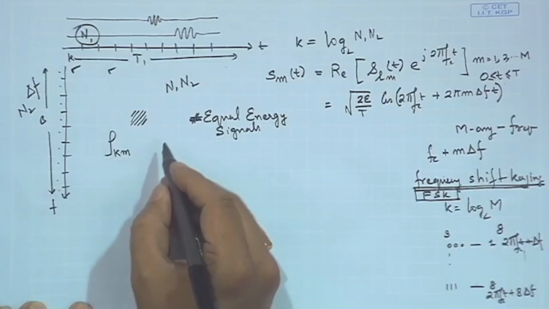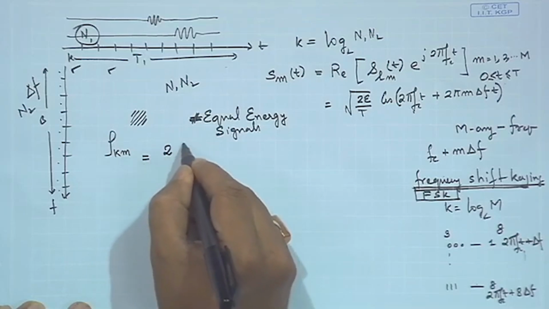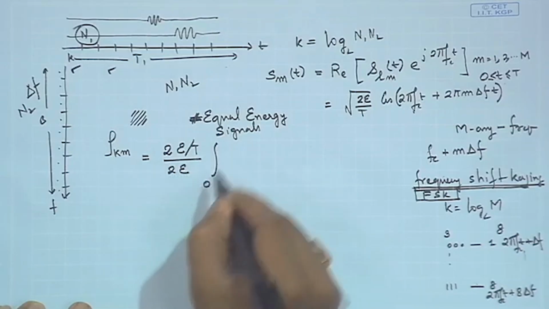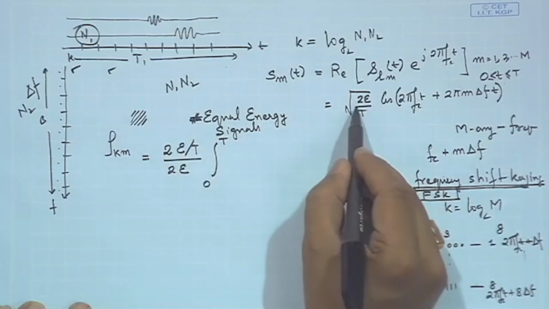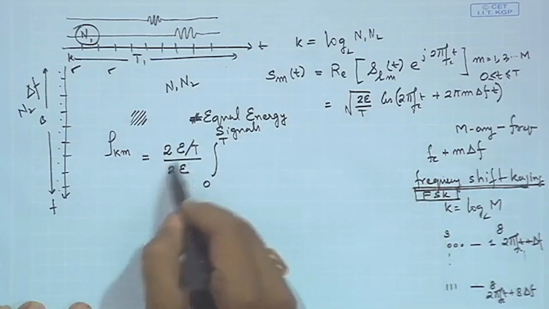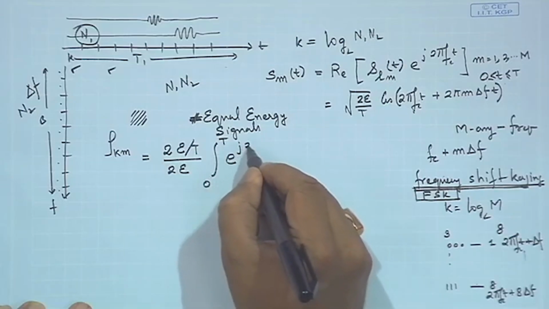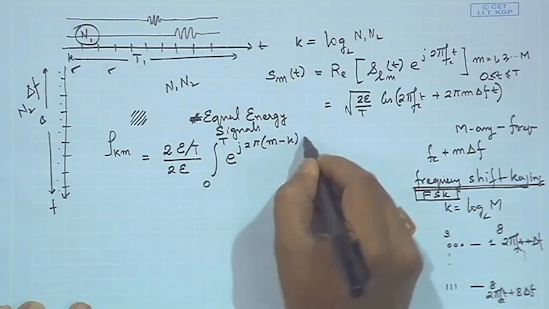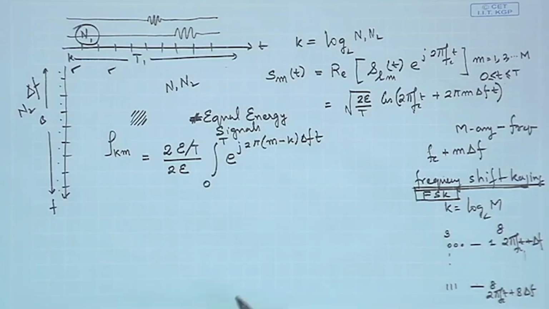So, this is one of the important properties that we have, and therefore, we are interested in the cross correlation of the signals. So, the cross correlation of the signal would be worked out as this expression, which is integral 0 to T. So, this is normalization with respect to energy. So, you can see 2 E upon T, and this is normalized by the energy E to the power of j 2 pi m minus k delta f t. Now, how do we get this?